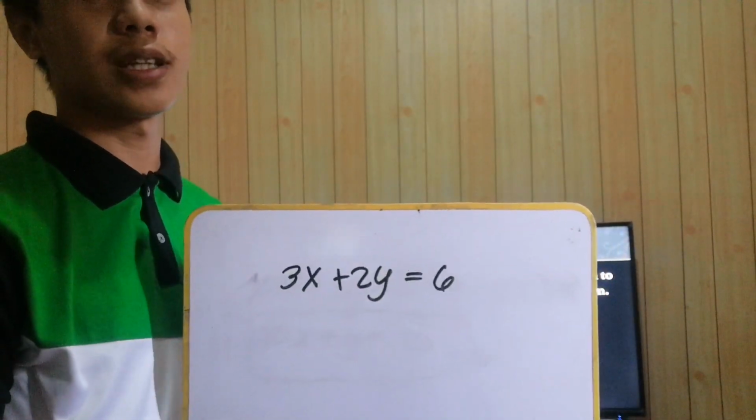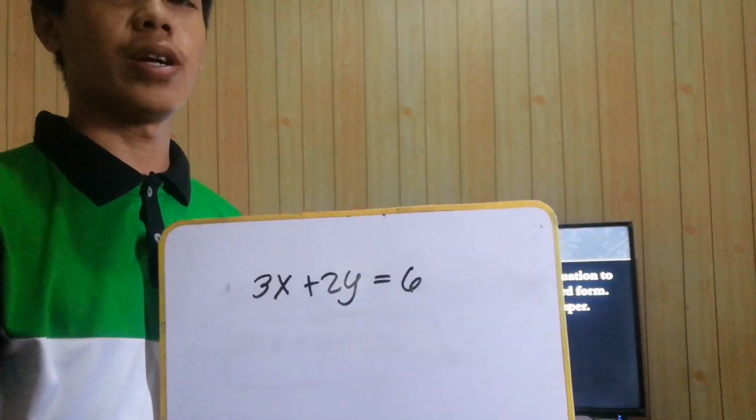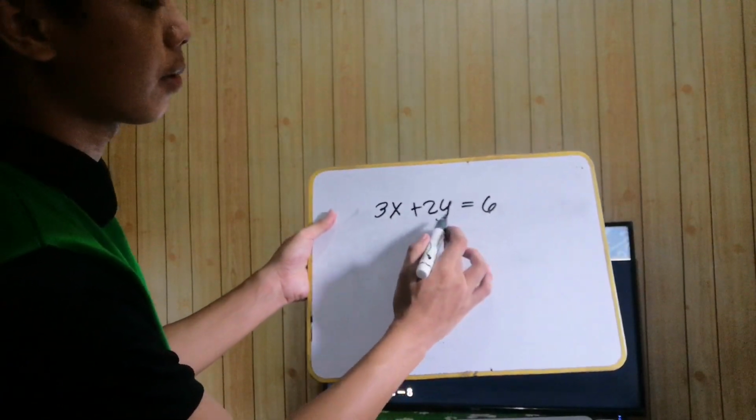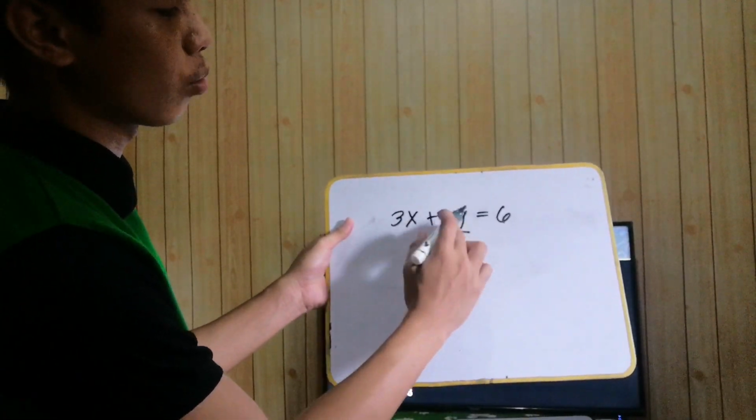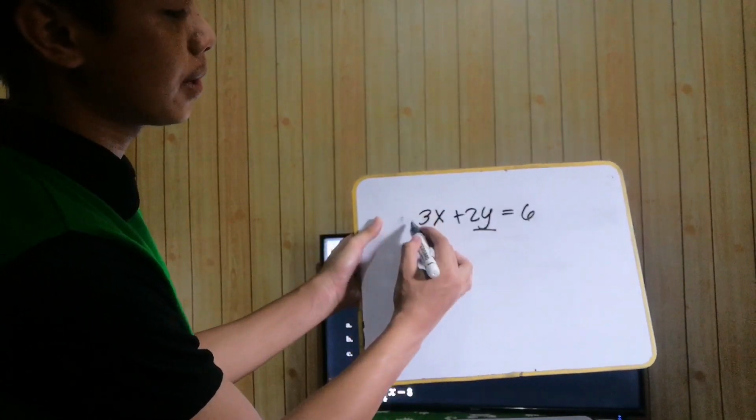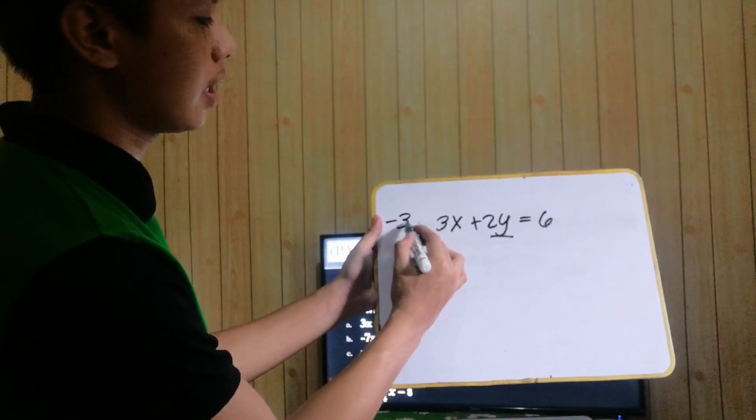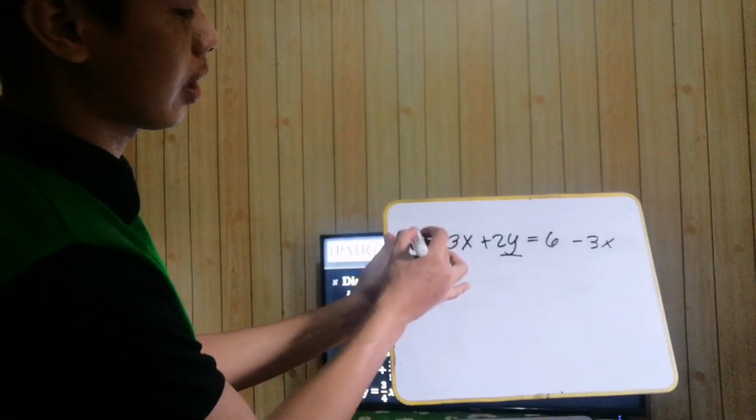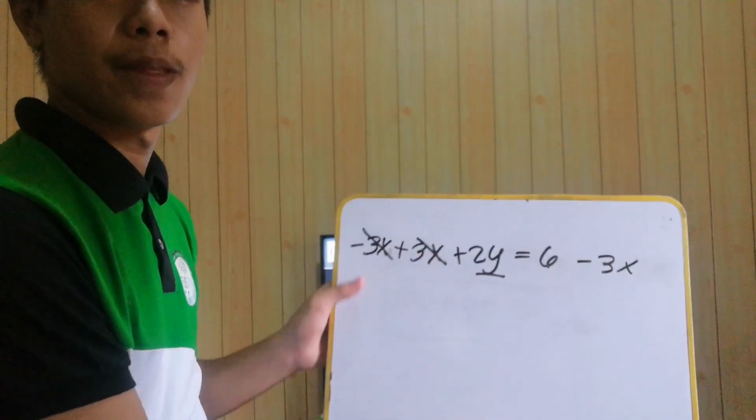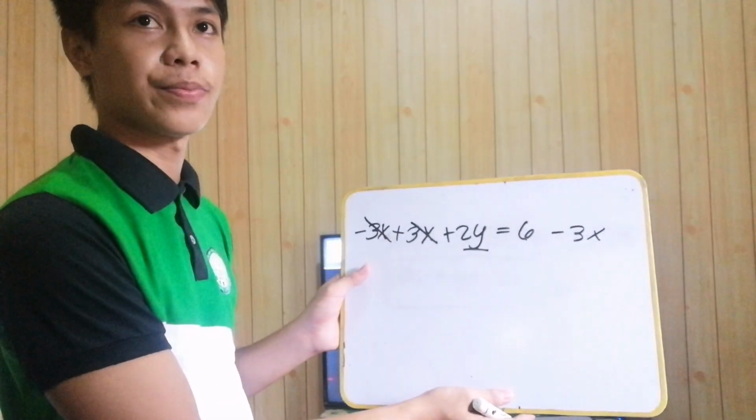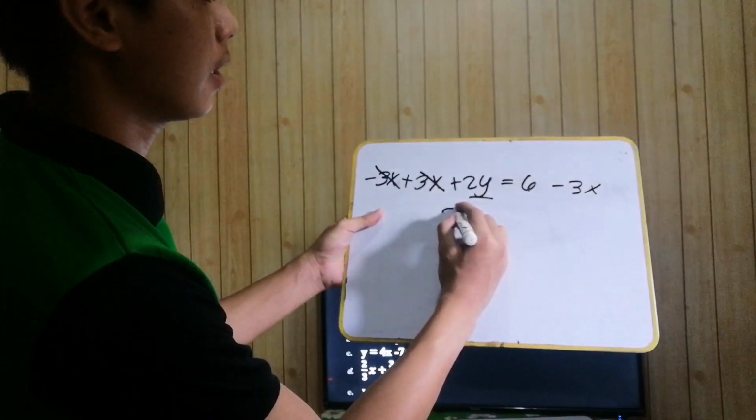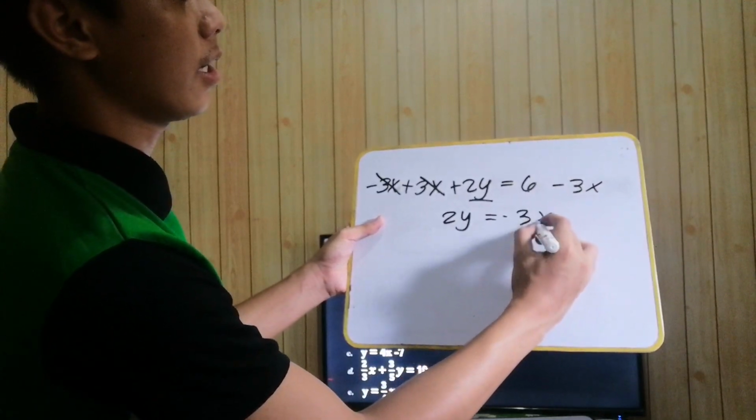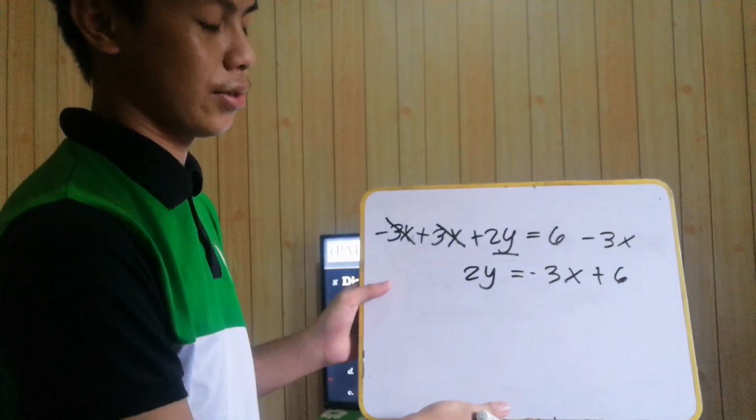So, ibig sabihin, gagawin natin siyang naka-slope-intercept form. So, yun nga, si x, dapat dito, ang matitira lang dito is 2y. So, since positive 3x, mag-a-add tayo ng negative 3x as well as dito din sa kabila. So, cancel lang ngayon si 3x. Okay? Kuha nyo. Good. Okay, ang matitira lang is 2y. Arrange natin. Negative 3x plus 6.